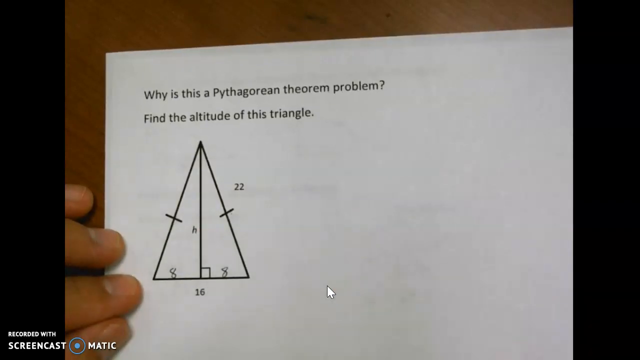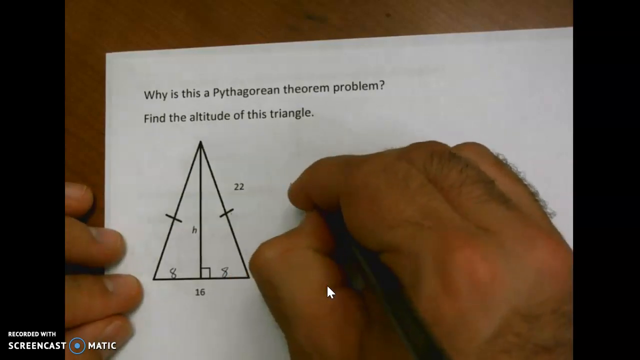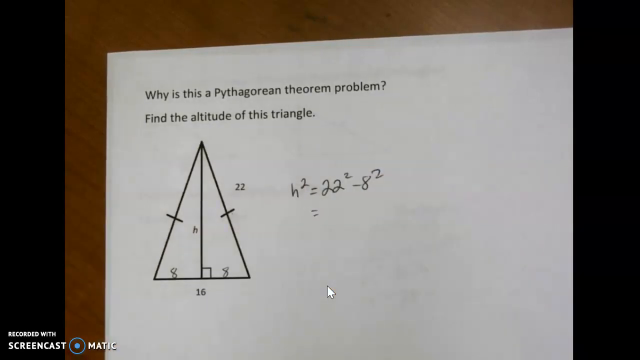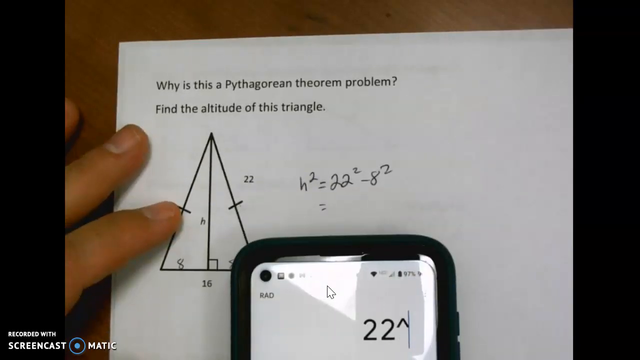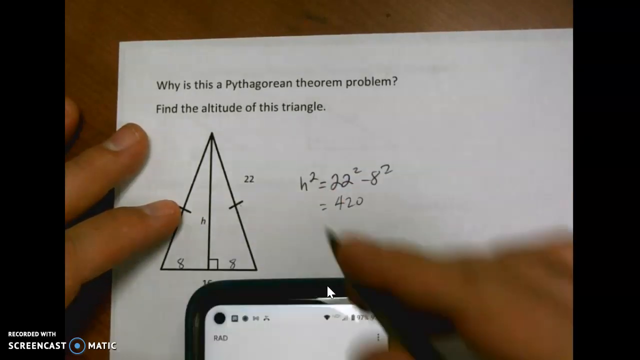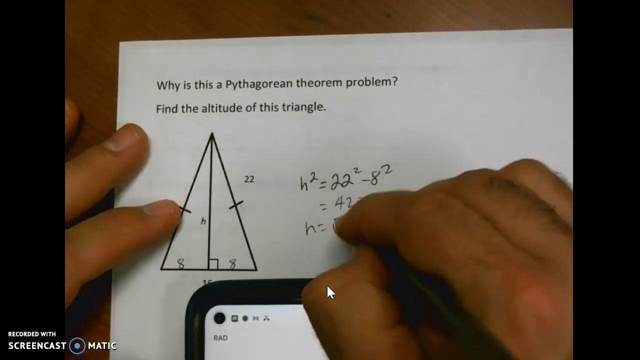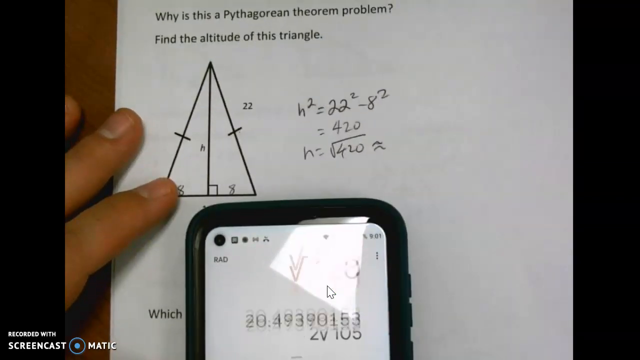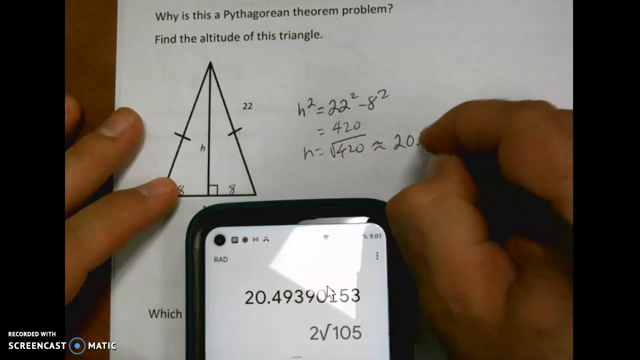So if I was going to write this, I'd say h squared equals 22 squared minus 8 squared. Okay? So 22 squared minus 8 squared equals 420. So h would equal the square root of that. So the square root of 420 says it's 20.49, so it's about 20.5.